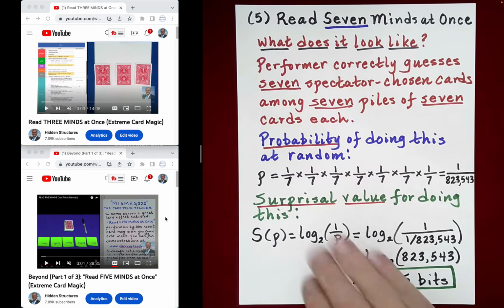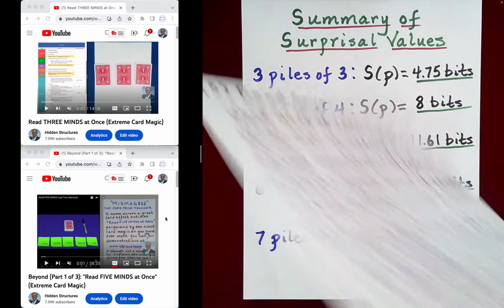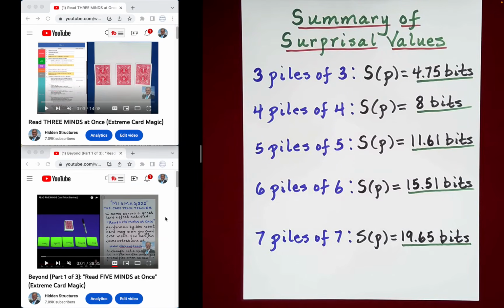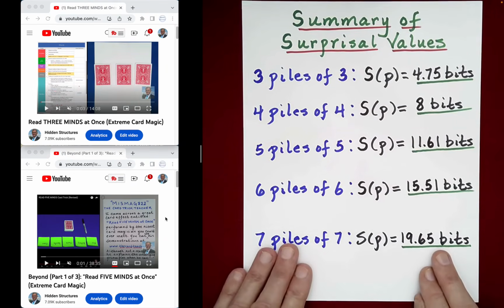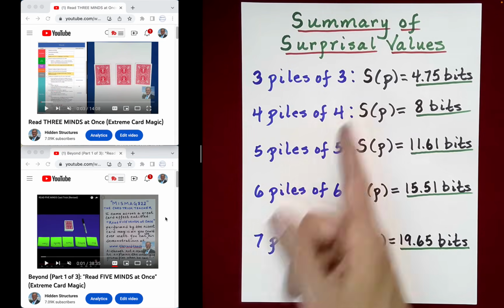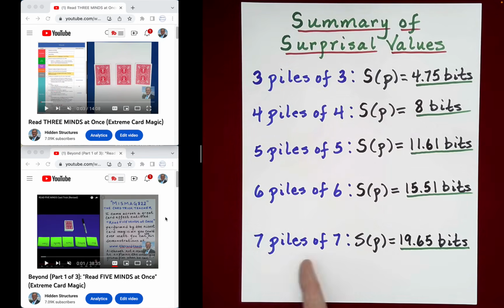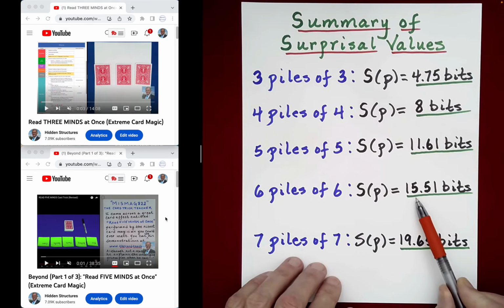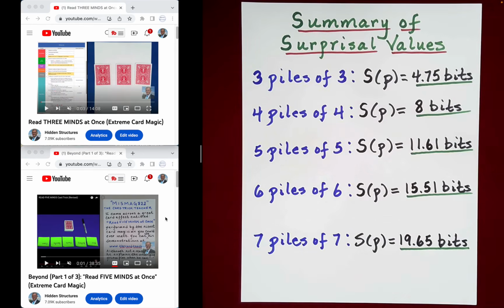And then I have a summary here if you want to see a summary page of the comparison of the Surprisal values for each of these. So 3 piles of 3, 4 of 4, all the way up to 7 piles of 7. And we can see this progression, of course, of Surprisal values. I'd like to give you another interpretation for just one of these. There's so many interpretations for the Surprisal value. One is in terms of coin tosses.